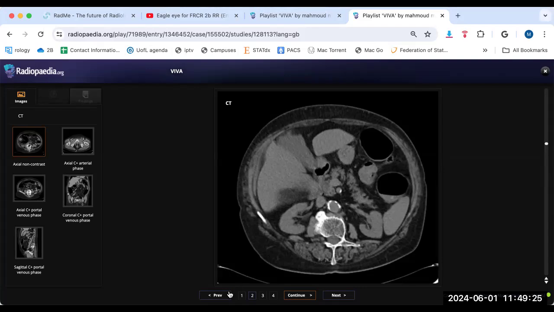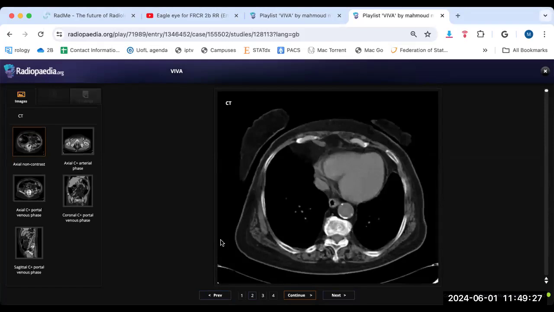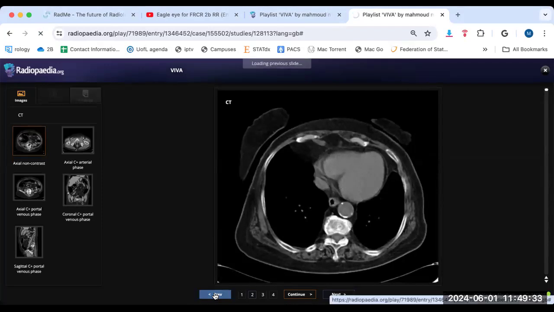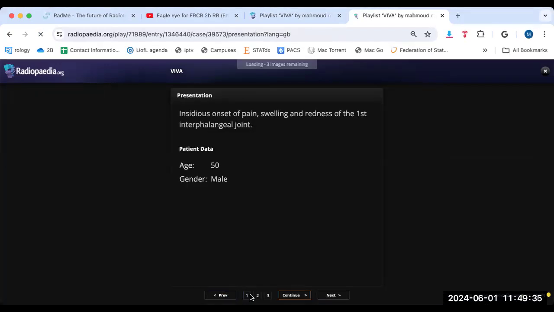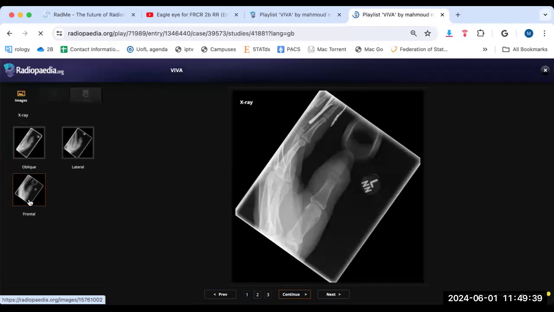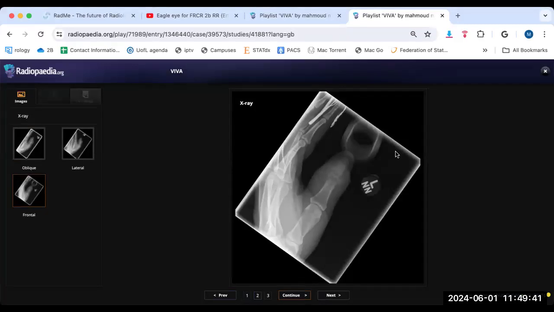Also, don't forget the contrast, the coronal, the lung window, and you should mention all of this to the examiner. And this one also, for the thumb, please be confident. You must describe things very well, and then you are on a track. If you choose from the beginning a wrong track, you will go to the wrong end.